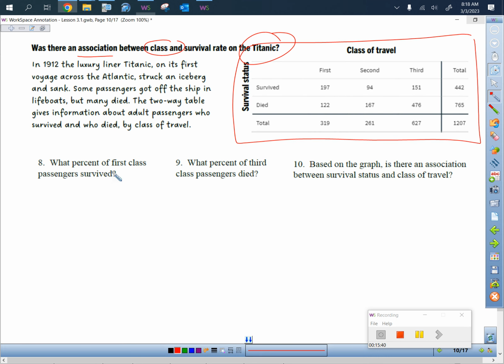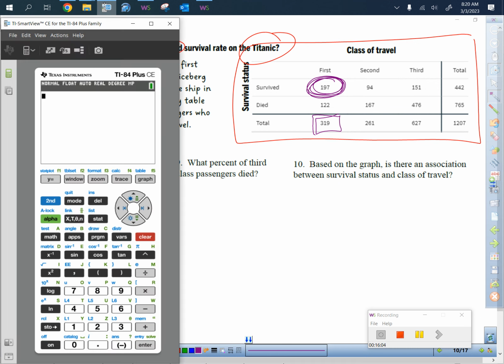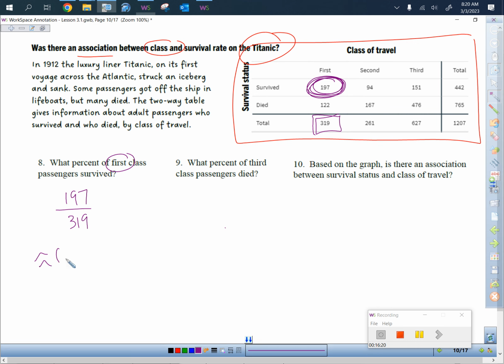What percent of first class passengers survived? Well, we could have done that without the applet, because all you do is talk about first class passengers. Aren't there 197 first class passengers that survived out of a total of 319? So we can do that real quick. 197 out of 319. Let's punch that in a calculator and round it to the nearest tenth of a percent. 197 divided by 319. So I move the decimal 2 places and then look at the third place. That 7 has a 5 next to it, so it's going to be about 61.8%. I have to round that up.